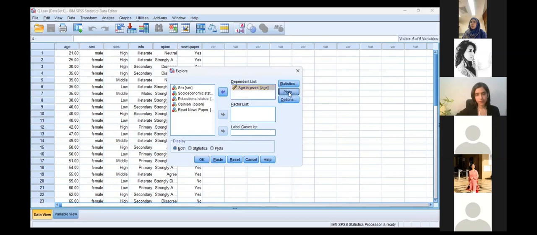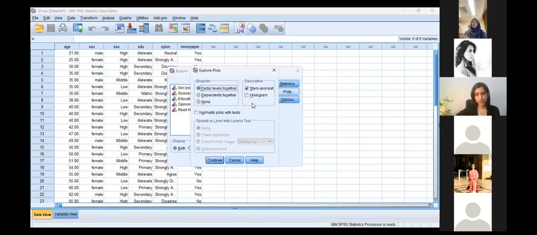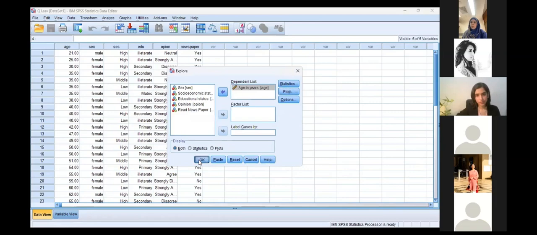Then we go to plots, and over here you can see, as I mentioned, that there are different ways of assessing the normality. It can be through a histogram. It can be looking at the mean, median, and the mode. And the last thing is a statistical test that can be applied, which is either a Kolmogorov or a Shapiro-Wilk test, right? So the information that is required over here is a histogram, normality plots with tests. These are the two things that you're going to check on, right? Then we go to continue, and we go to OK.